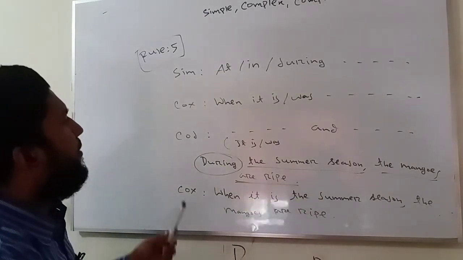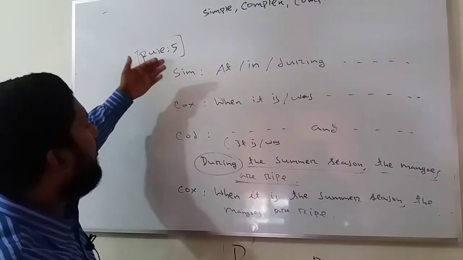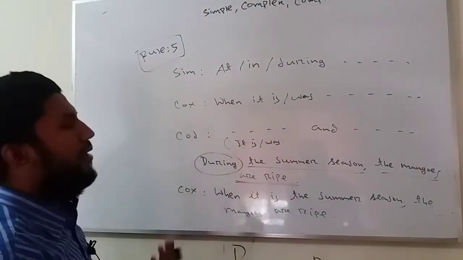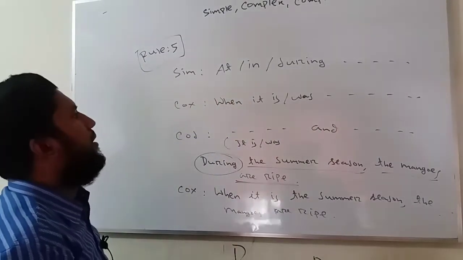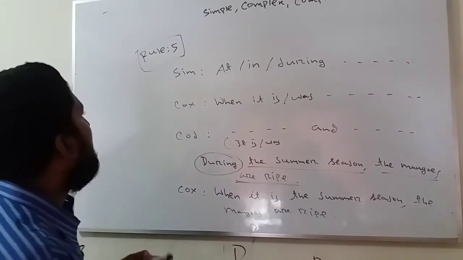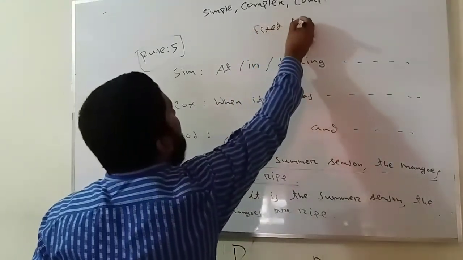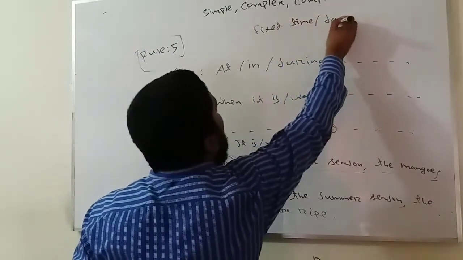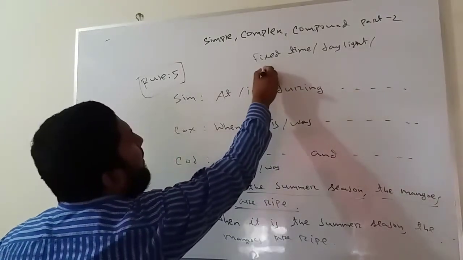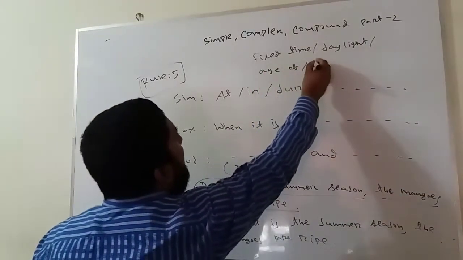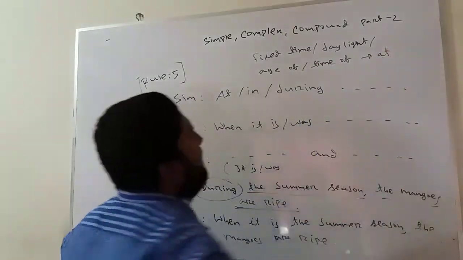So there occurs a problem when you will have to change to simple from complex or compound. Then what will you use? What will you use, at or in or during? Notice something. If the time is a fixed time or daylight or age of or time of, then you will have to use at.